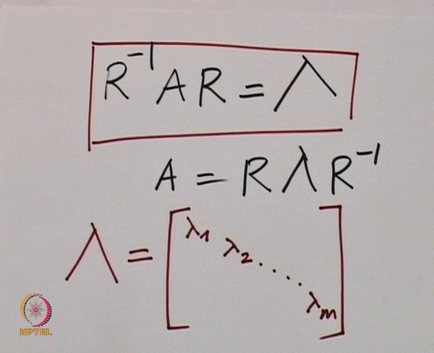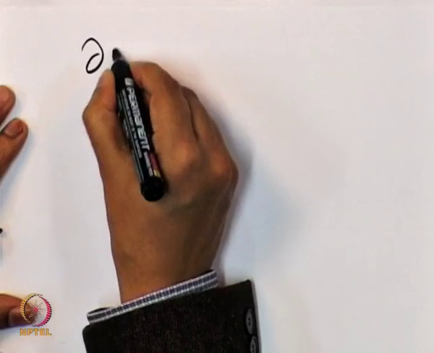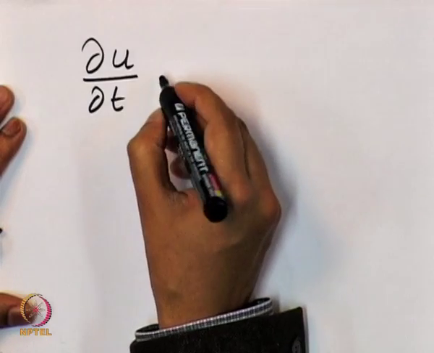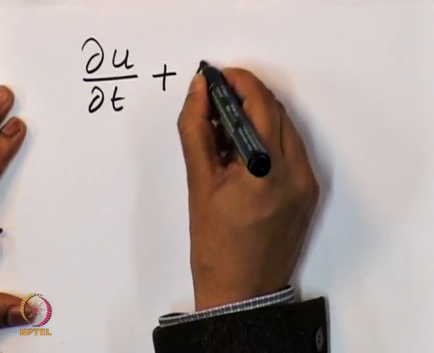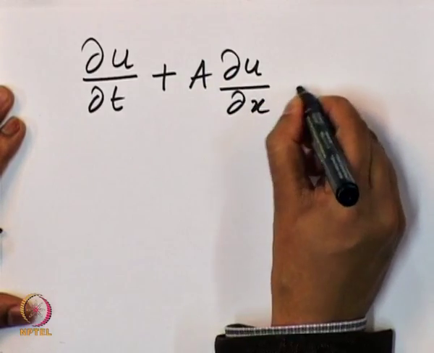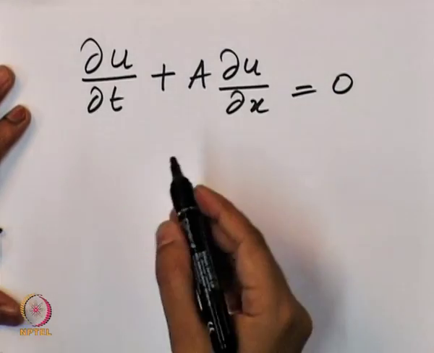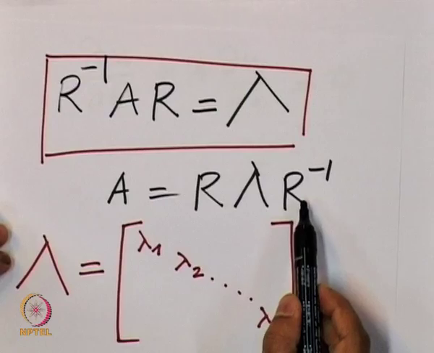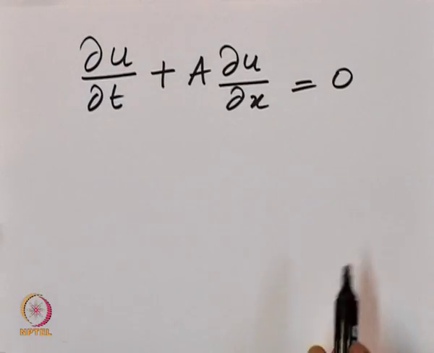So what we are doing here is we are going to multiply the equation which we had before. I will write down the equation one more time, which is du by dt plus A du by dx is equal to 0. First of all, we can substitute for A using the value that we got in the earlier stage. So A is R big lambda R minus 1. I can put this already in this equation.